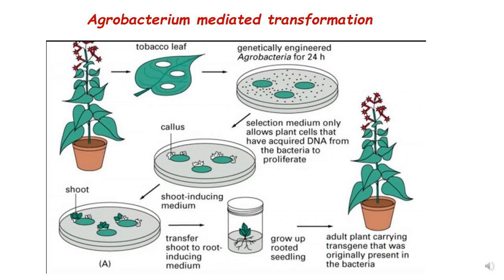And this is another picture where you see that there is a tobacco leaf. From this, the leaf discs are cut, and they are co-cultivated with Agrobacterium for 24 hours on a selection medium, which allows plant cells that have acquired DNA from bacteria to proliferate. Then they form shoot, then they form root, and it results in the formation of the whole plant.